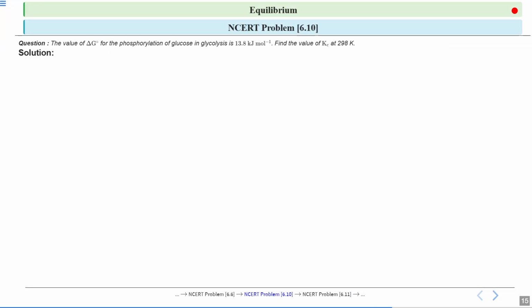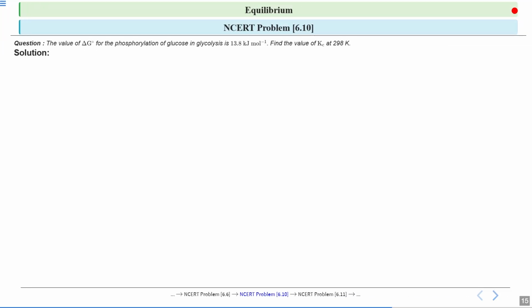So your time is up. Let's see what is the correct answer. How will you solve it? You are given the value of delta G naught as minus 13.8 kilojoule per mole, or you can convert this. I have told you to convert this.